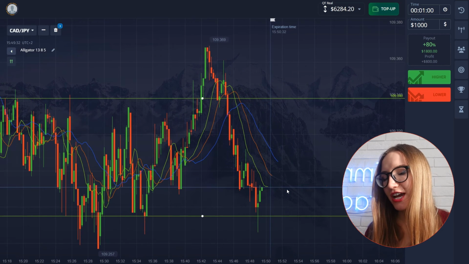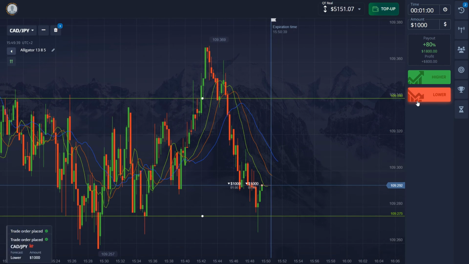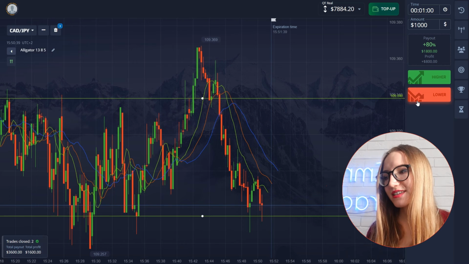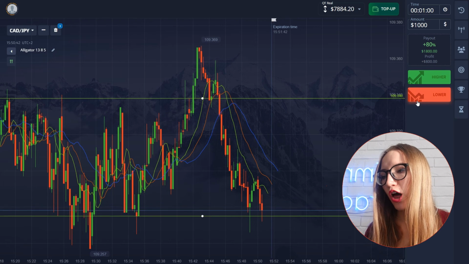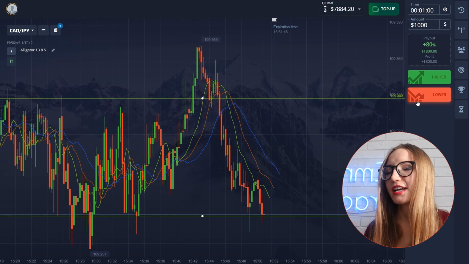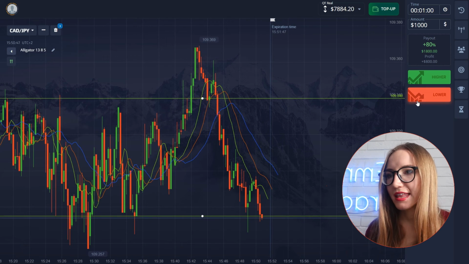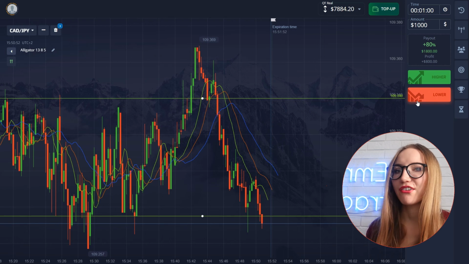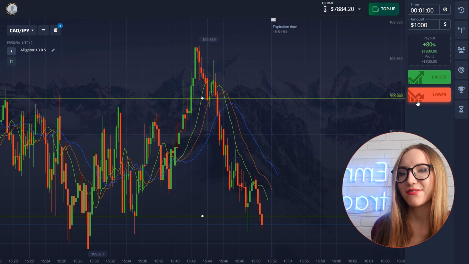So guys, let's check what's gonna happen here. So guys, here you can see the price again tested the lower boundary of the flat zone. I got my profit. And now let's check my balance. It is almost $8,000, so I want to take profits and leave the market.